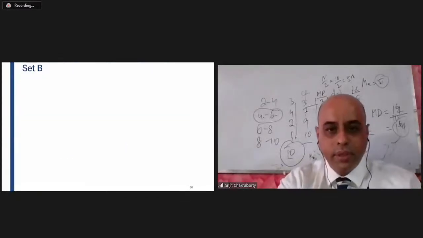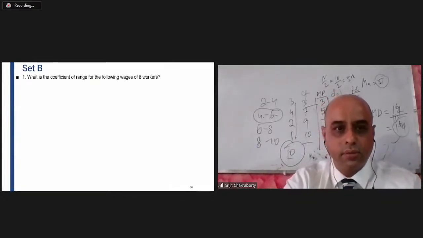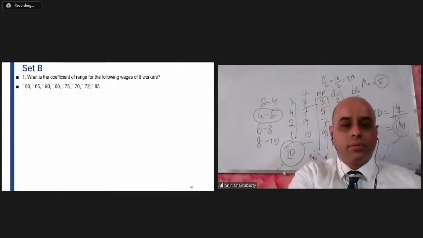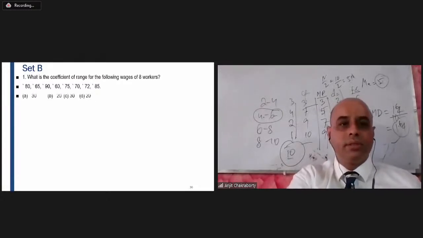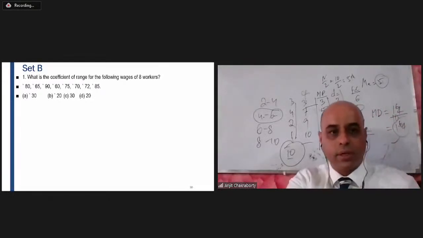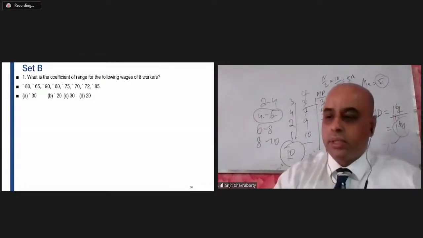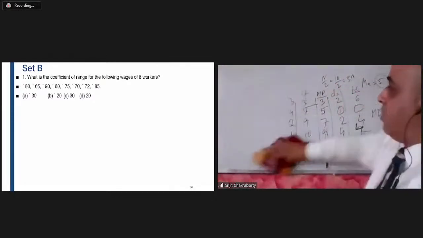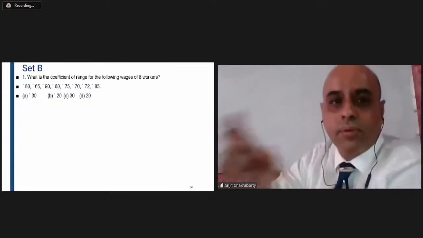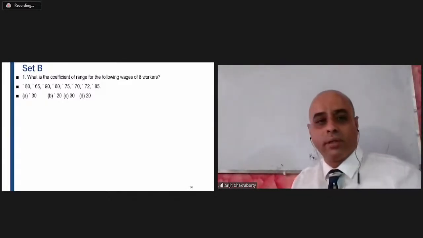Next question, set B. What is the coefficient of range of the following 8 workers? The coefficient of range is basically the range divided by the addition of the highest and the lowest value. So here you can see, what is the range? Let's calculate quickly. If you get at least one problem from the range in the exam, you are assured of full marks. I'm sure everyone will get it right.